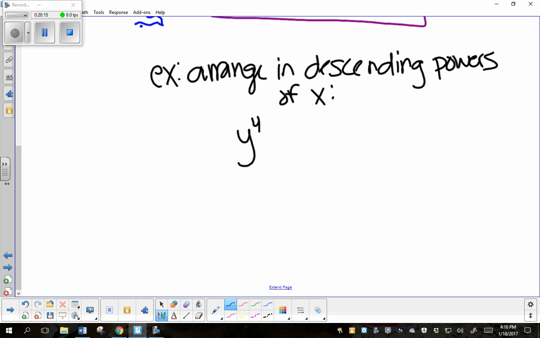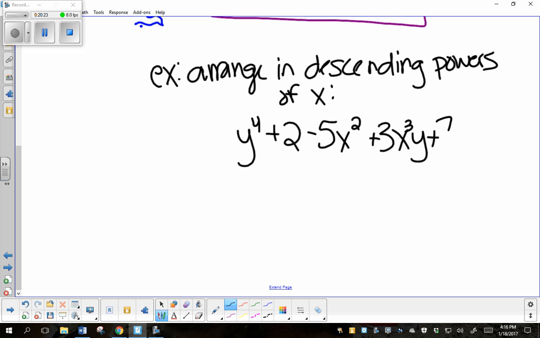And here's the polynomial we're going to arrange. y to the fourth plus 2 minus 5x squared plus 3x cubed y plus 7xy squared. Whew, that's a long polynomial. Now we're going to arrange this. We're really only worried about the x powers. We're going to arrange it descending. That means from big to small. We're getting smaller. Descending powers of x. So the highest power of x that I see is this power of 3 right here. So that's going to be my first term when I rewrite it.